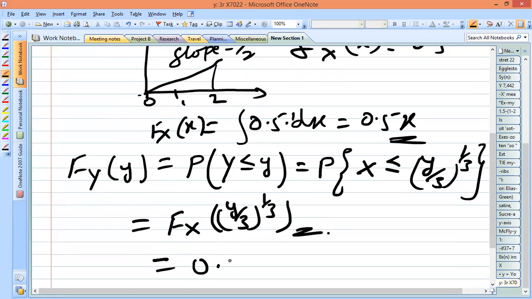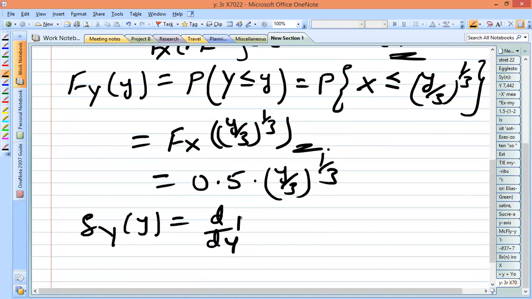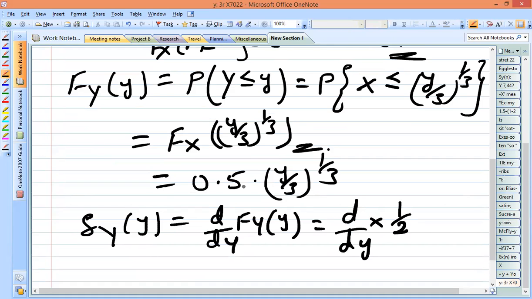So this will be 0.5 into y by 3 to the power 1 by 3. Now using this equation, you can get the PDF. The PDF fy of y is simply obtained by taking the differentiation of Fy of y. So this can be written as d by dy of 1 by 2, instead of 0.5, I will be writing 1 by 2 into y by 3 to the power 1 by 3.